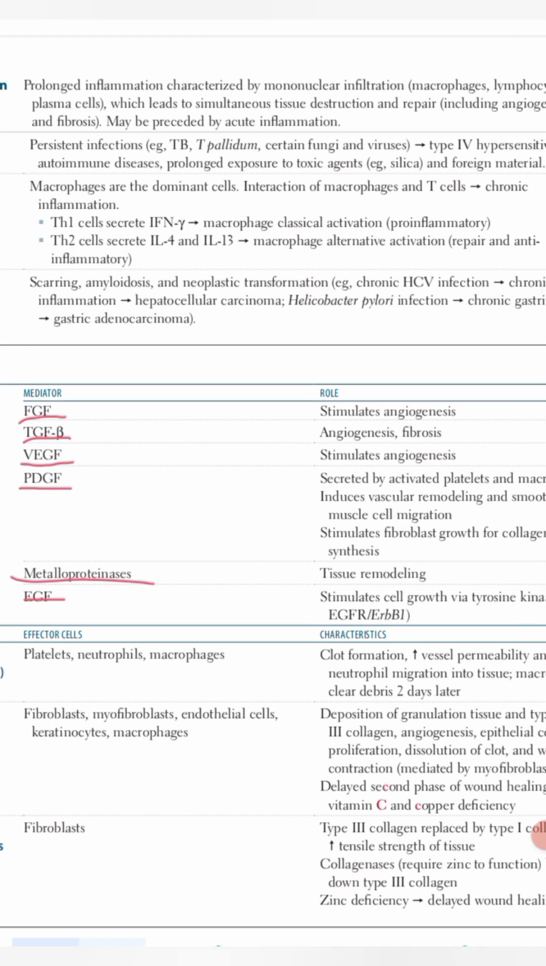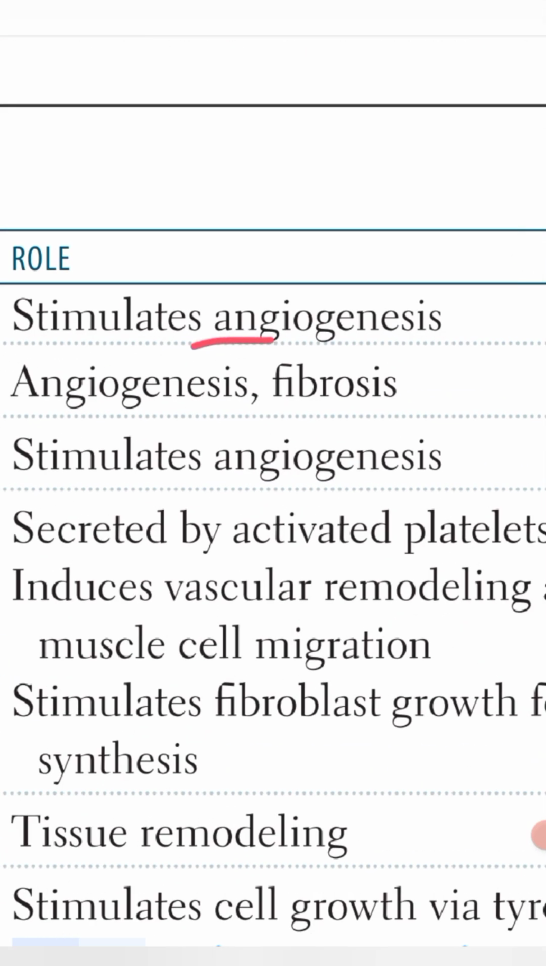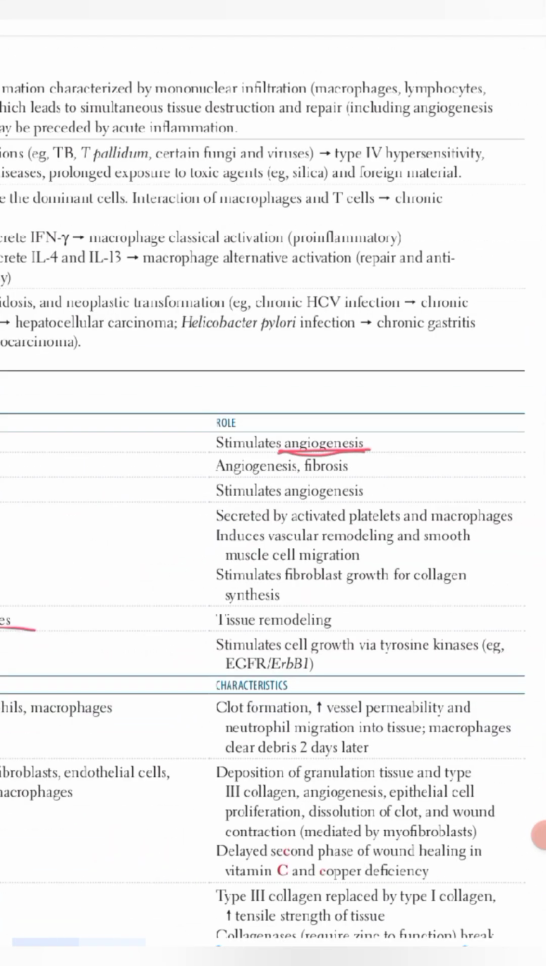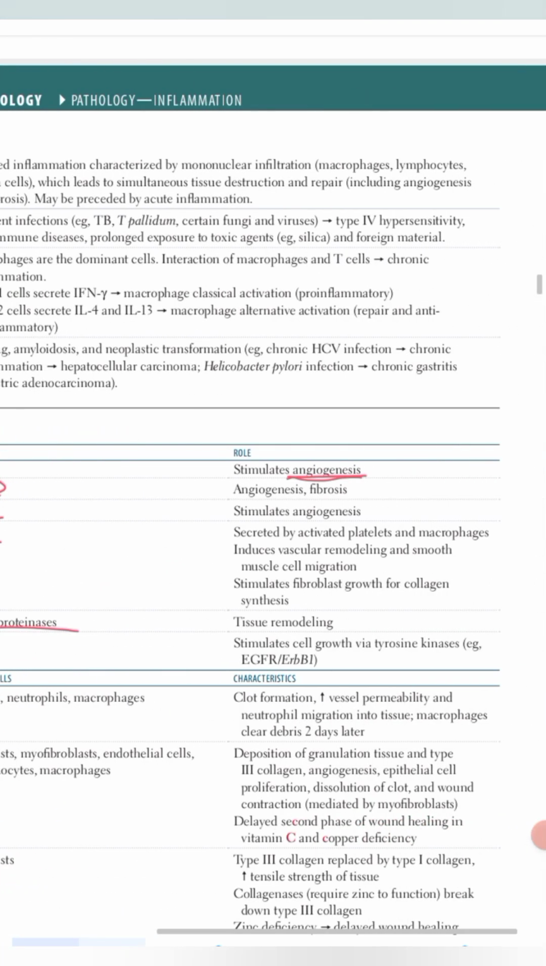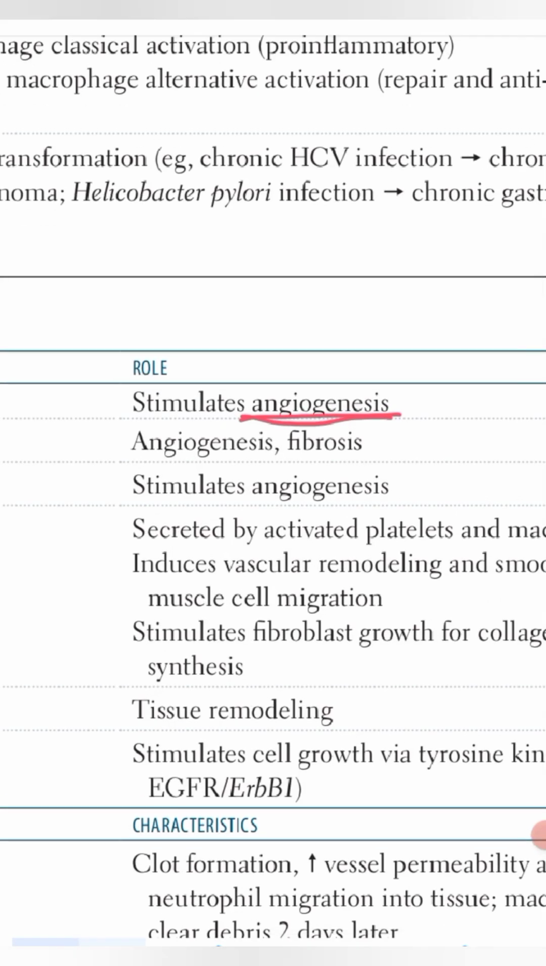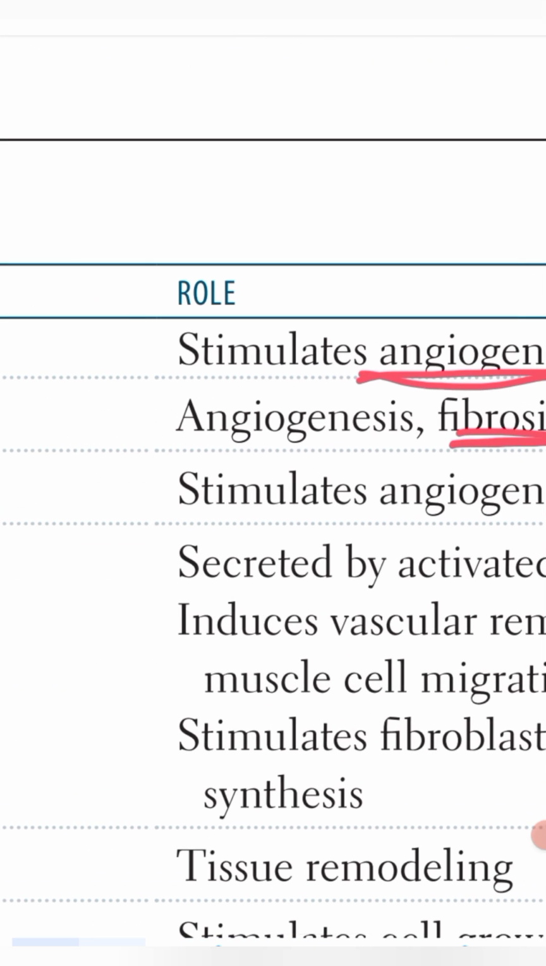First of all, there is fibroblast growth factor. It stimulates the process of angiogenesis. It is a process by which new blood vessels are formed from pre-existing blood vessels. Next one is the transforming growth factor beta. Basically, it is the most important cytokine for the synthesis and deposition of the connective tissue proteins. So it plays an important role in fibrosis as well as in angiogenesis.